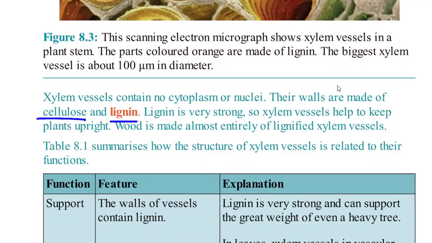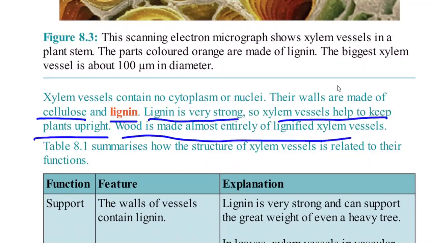Okay. Lignin is very strong, so xylem vessels help to keep the plants upright. Wood is almost entirely made of lignified xylem vessels. By wood, I mean that whenever you see trees which are many, many years old, they have a woody stem, right? Young trees have a green stem, which is very soft, but old trees have woody stems. So actually the woody structure is because of these lignified xylem vessels, right?